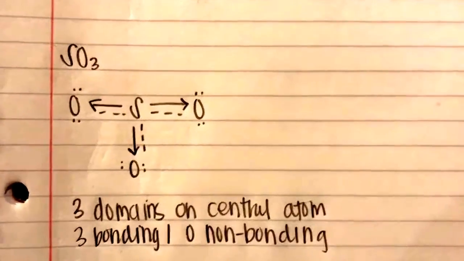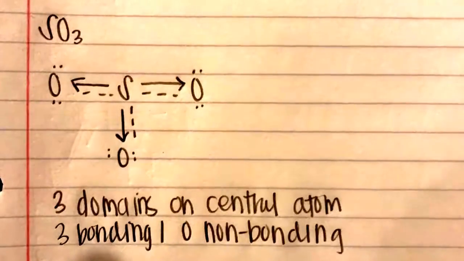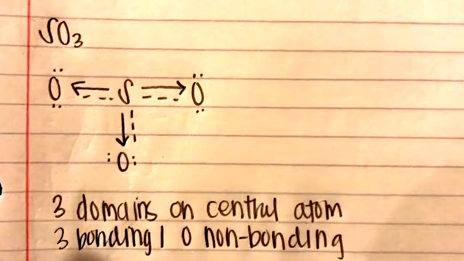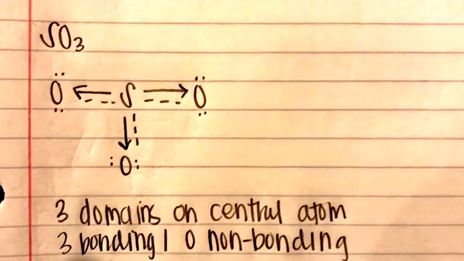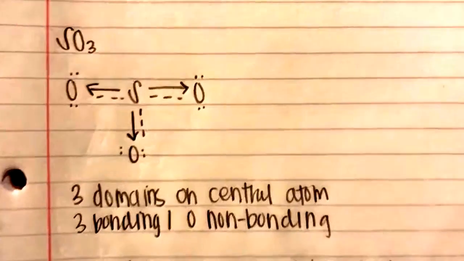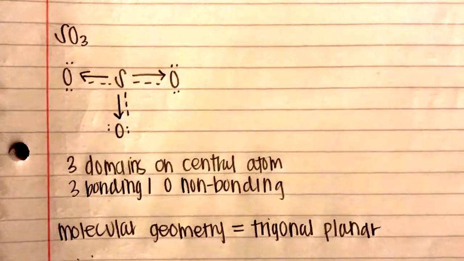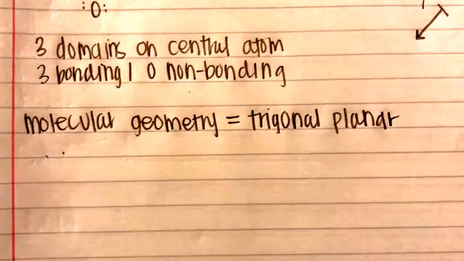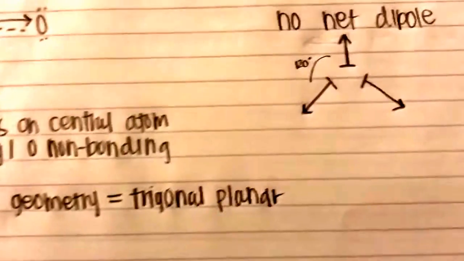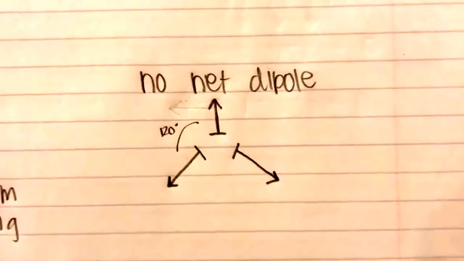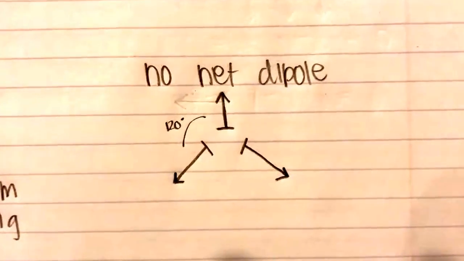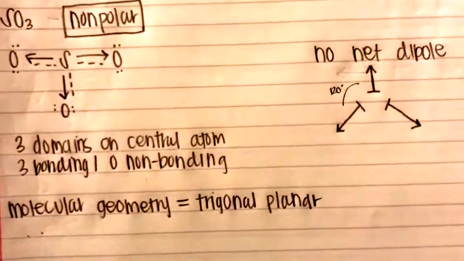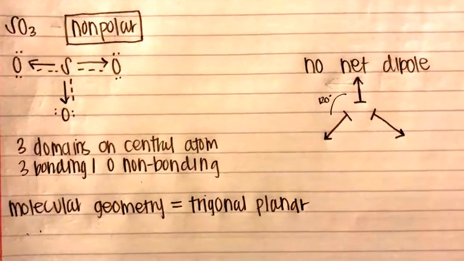Let's look at SO3. On the central atom, sulfur, there are 3 domains. There are 3 bonding and 0 non-bonding on sulfur. This would make the molecular geometry trigonal planar. This trigonal planar molecule will have angles of 120 degrees. The bond dipoles will cancel each other out, having no net dipole, and SO3 is nonpolar.